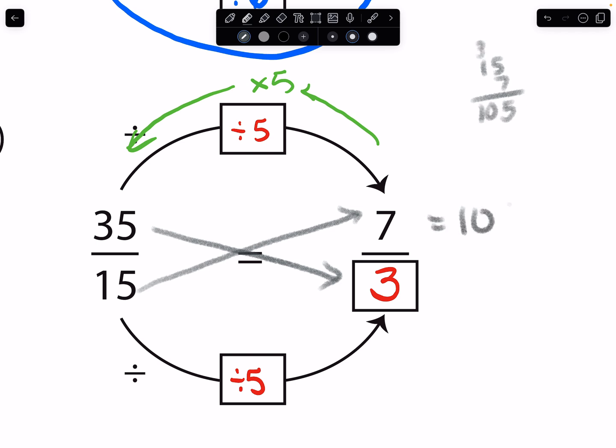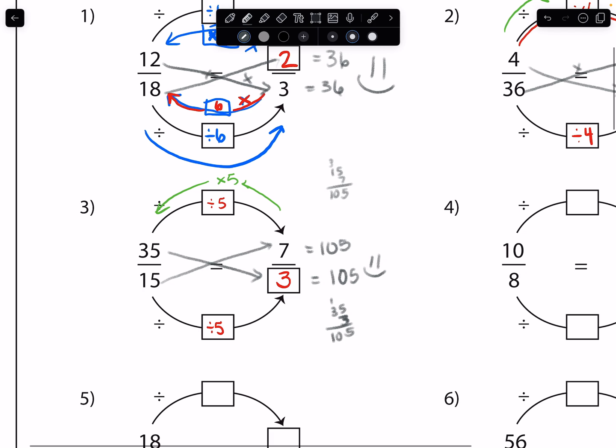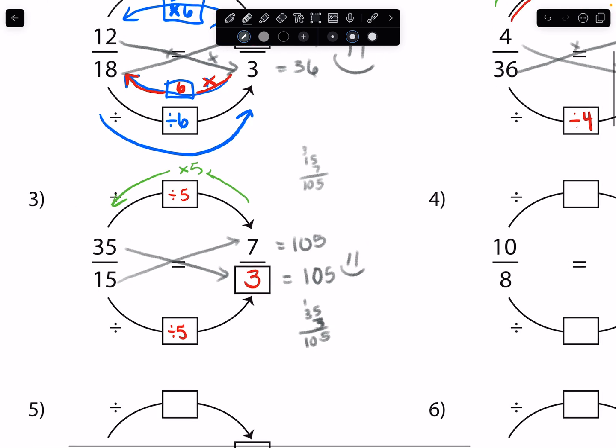I got 105 for this one. Let's try the other one. 35 times 3. 15, carry the 1, 100. Oh, look, I didn't make a mistake. Did you get it? Excellent work. Okay, you're going to push pause again, and you're going to go try number 4. Last time we try.